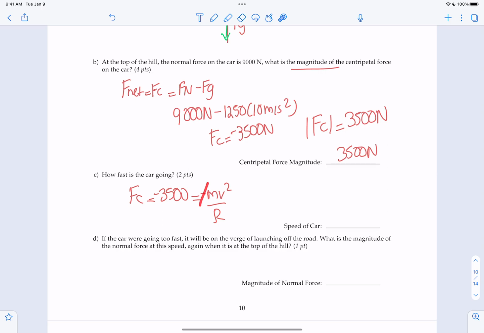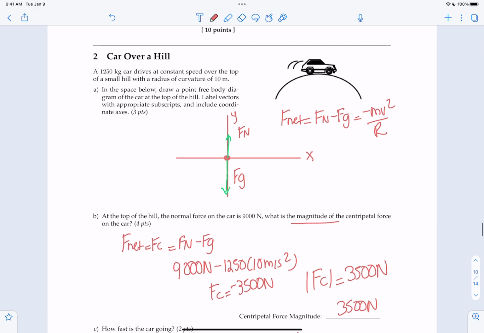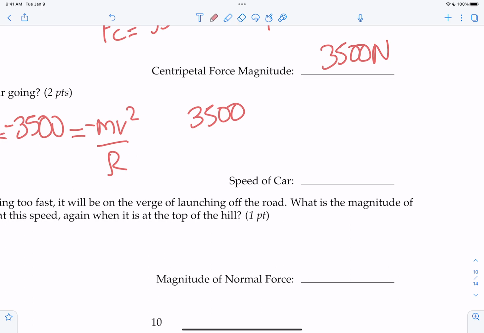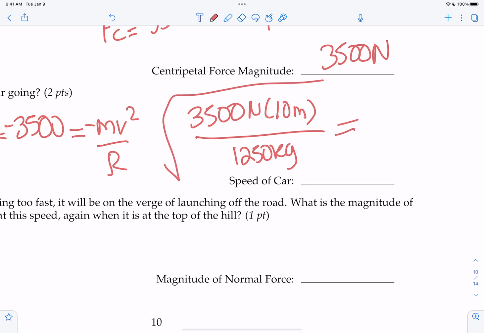That ends up canceling out anyway, right? We don't factor it in anymore. So then you're just multiplying the radius of curvature over, and then dividing by the mass and taking the square root to find your speed. So 3,500 newtons times your radius, my bad, 10 meters, divided by the mass, which is 1,250 kilograms, and then take the square root to figure out your speed.